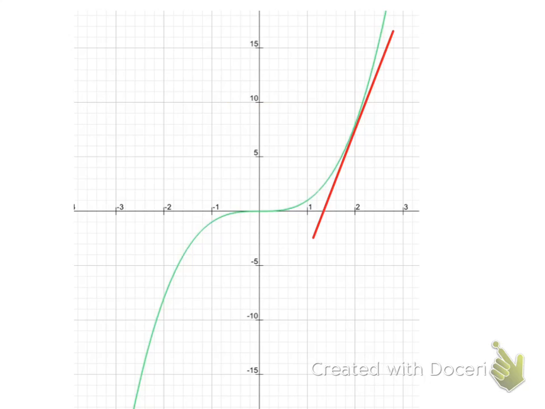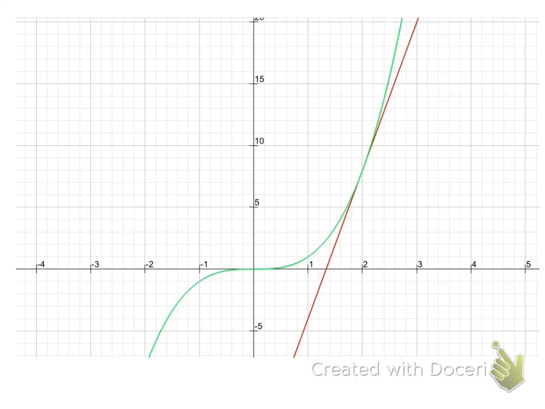So here's a graph of y equals x cubed, and next to it is a line that I've drawn tangent to y equals x cubed at the point (2, 8). Our goal is to find the equation for that line. To find the equation of that line, we need the slope of it. But before we can do that, let's talk a little bit about what a tangent line actually is.